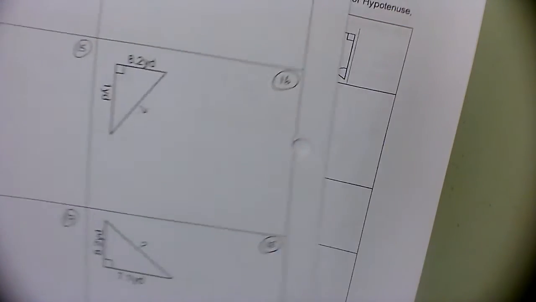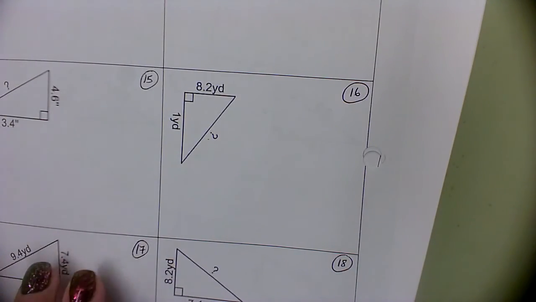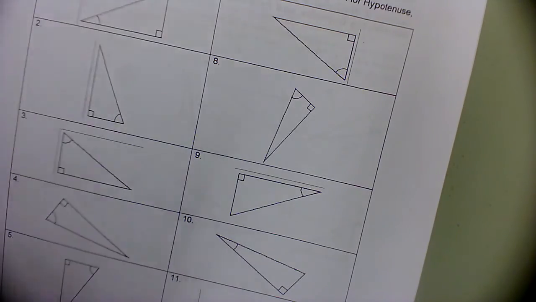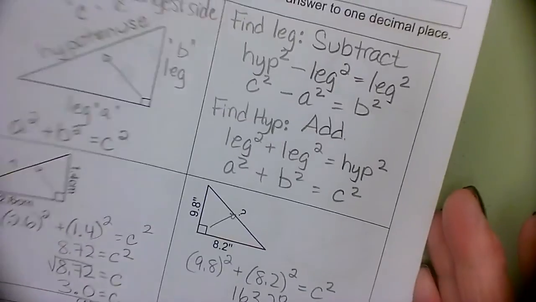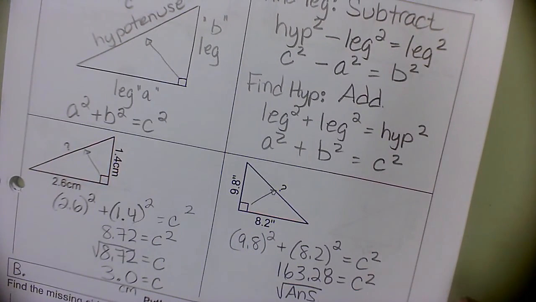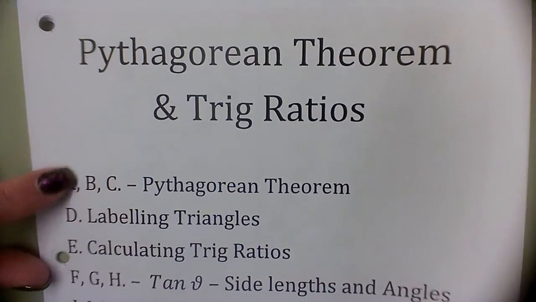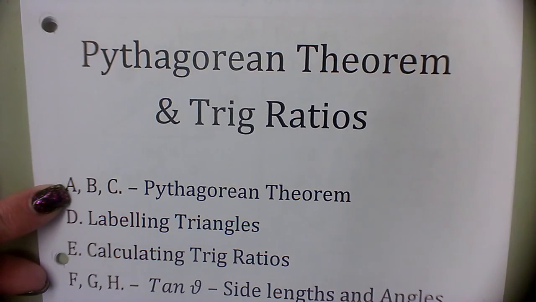The answers are provided for you, or if they're not provided, come and check here with your teacher. If they're provided for you, correct them as you go. So that is the first section, Pythagorean Theorem.